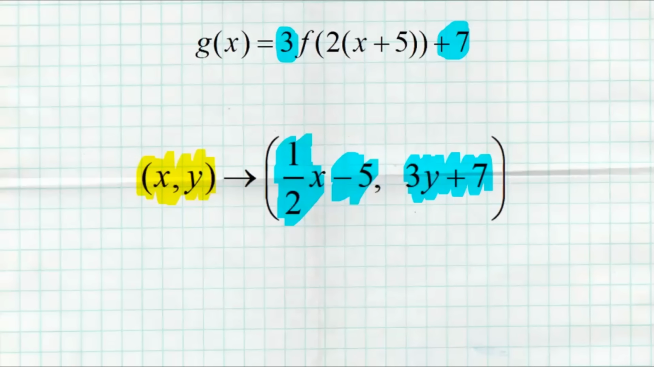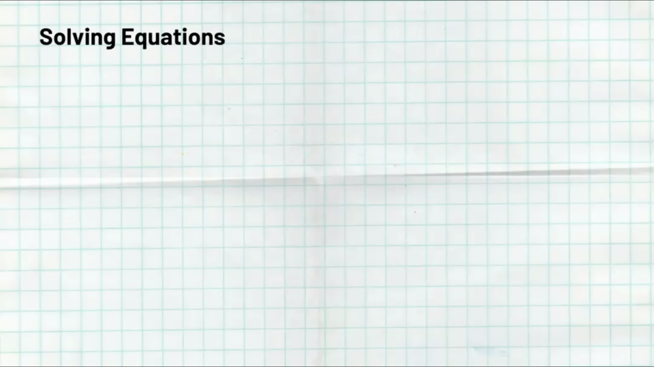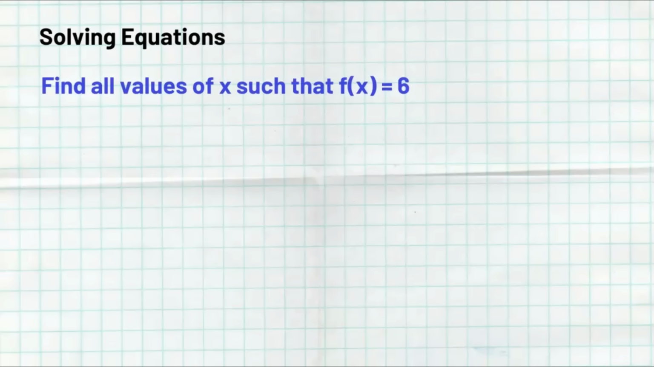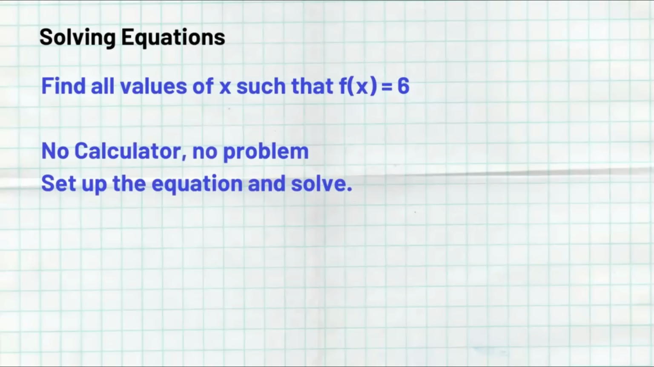That wasn't too complicated. All right, now the final thing I'm going to talk about is solving equations. So I'm going to tell you right now, multiple times on the AP exam, you're going to be asked to solve some equations. Now, for example, let's find all values of x such that f of x equals 6. They give you a function f of x, and they want to know all values where that function equals 6. I got 2 ways that you could do this. 1, no calculator, no problem. All you got to do is set up the equation and solve. You guys should know how to solve an equation by now.